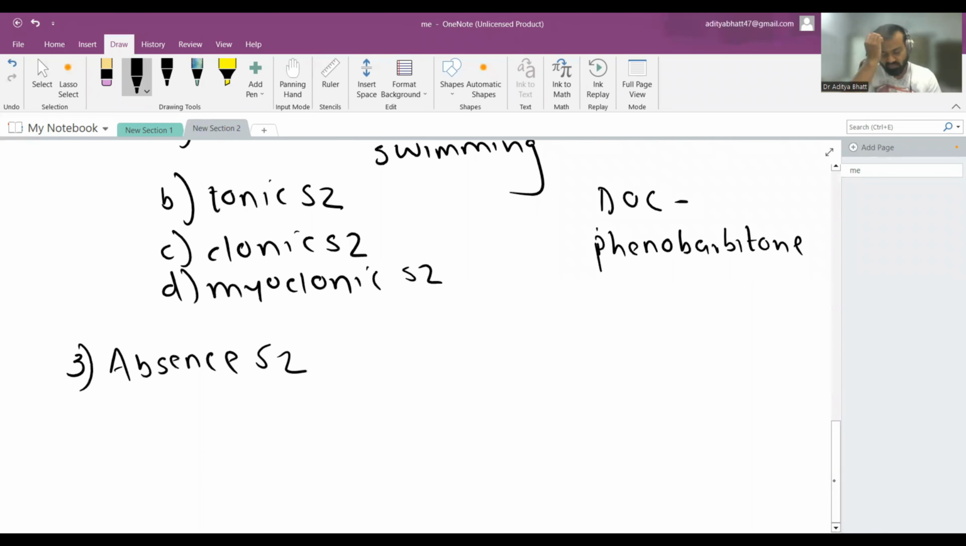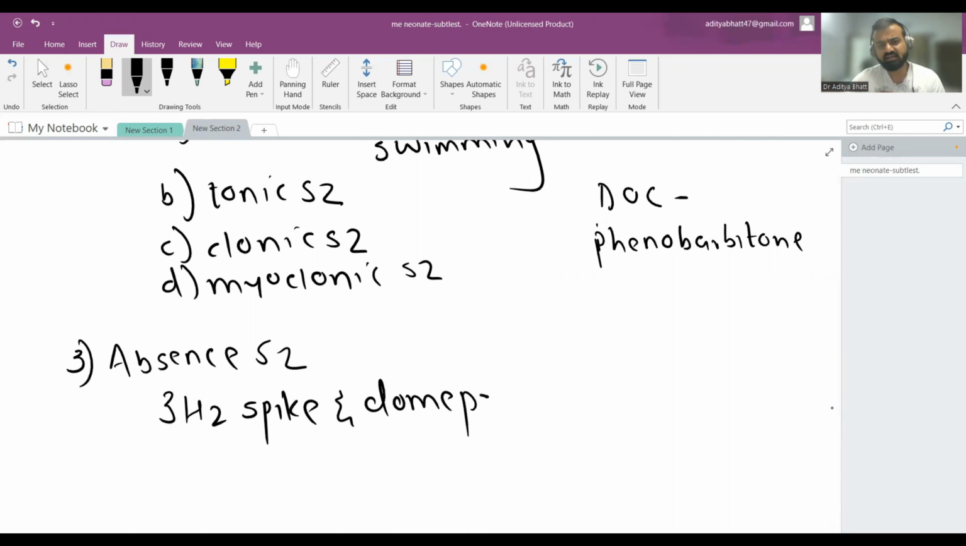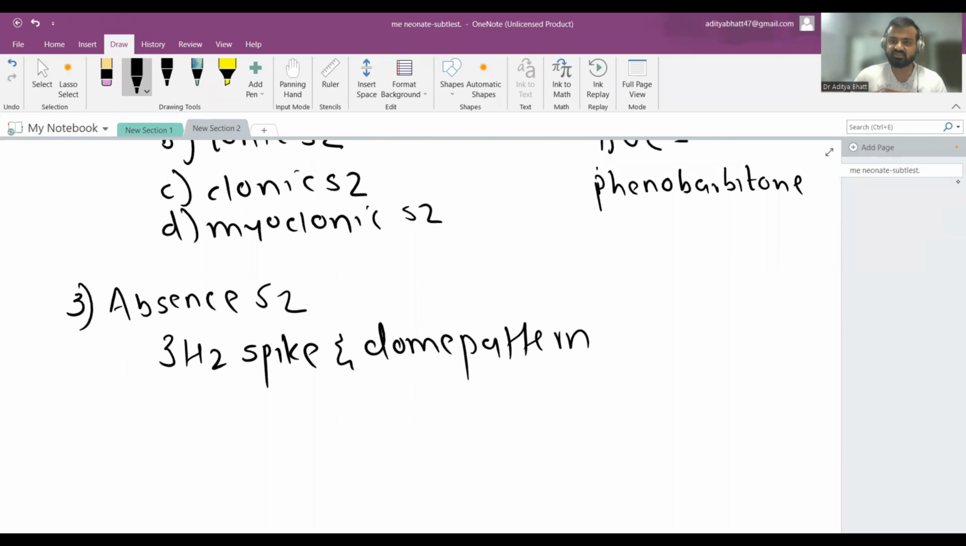Absence seizures, very important. In absence seizures, we have a 3 hertz spike and wave pattern, or spike and dome pattern. And here there are episodes where the child looks like he is daydreaming. There is no loss of consciousness in typical absence seizure. The child does not lose consciousness, and the tone is also not lost. So no loss of tone.